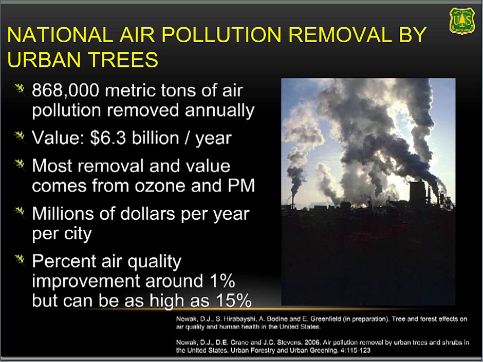These are the latest numbers we have on national air pollution removal. This is the paper we're working on right now. We estimate about 668,000 metric tons of air pollution are removed annually. It's worth about $6.3 billion per year just in the urban areas alone. Most of that removal and value comes from ozone and PM2.5, because that's where most of the impacts that we have on estimates in terms of mortality. On a city level scale, it's millions of dollars per year per city, depending on how big your city is and what your tree cover is. Percent air quality improvement is typically around 1% due to pollution removal. It can be as high as 15%.